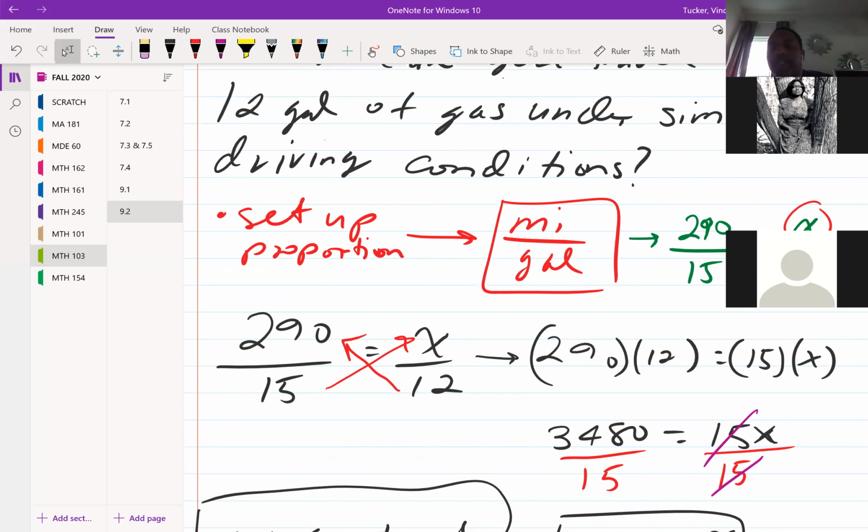Now that 290 divided by 15, was that a run-on decimal? Yes, I believe so. 290 divided by 15 was 19.333333. So that's where that happened. See, I didn't divide 290 by 15.